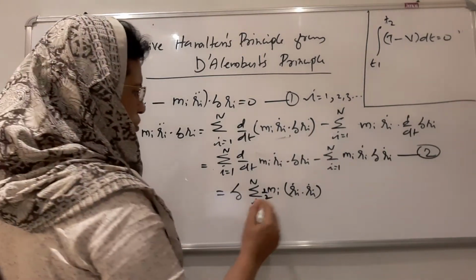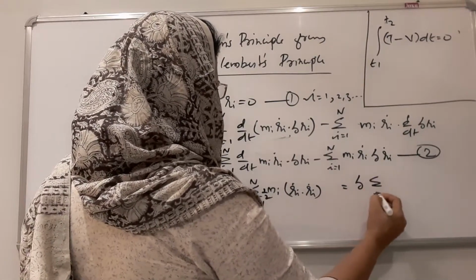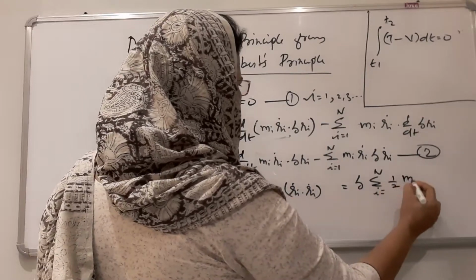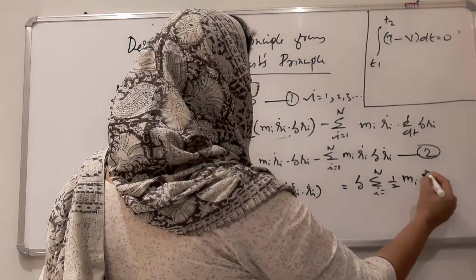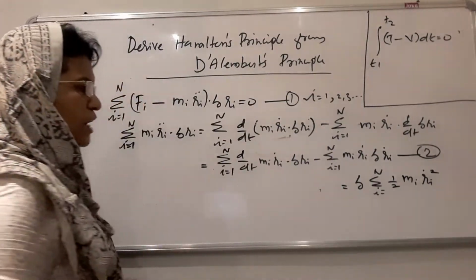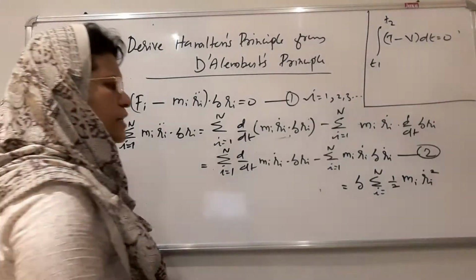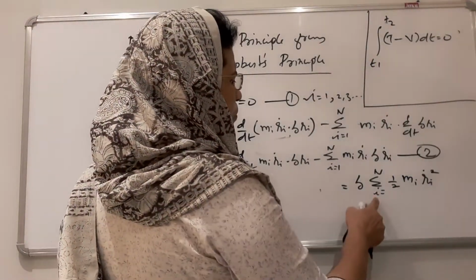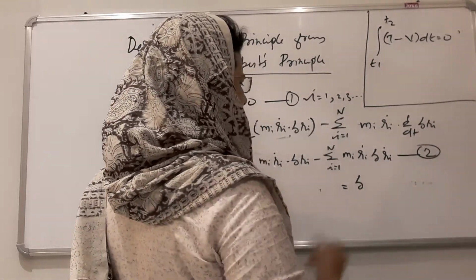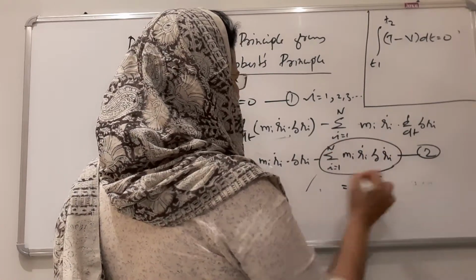This is equal to delta sigma i equals 1 to n, half m_i r_i dot squared. What is half r_i dot squared? Half m_i r_i dot squared is half m_i v_i squared, which is the kinetic energy. Therefore, sigma i equals 1 to n of half m_i r_i dot squared is the total kinetic energy, or it is equal to delta T. Therefore, the second term can be replaced by delta T.